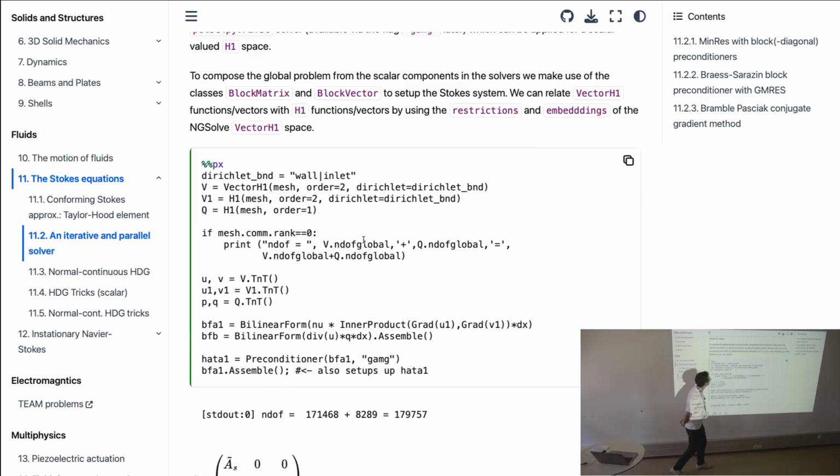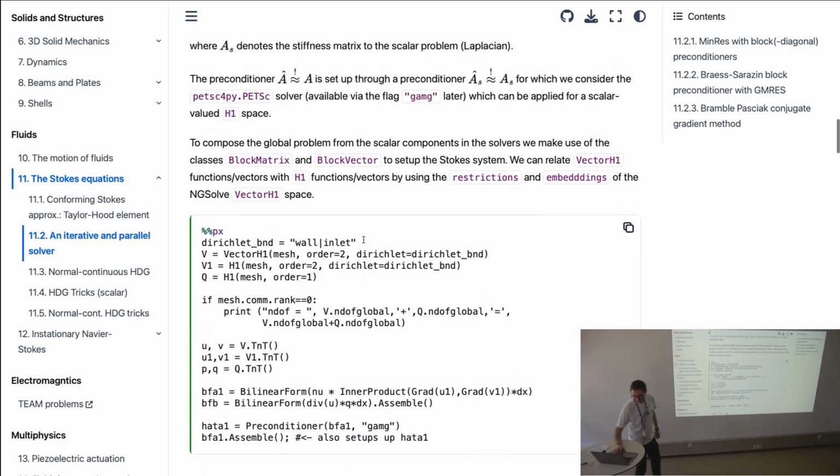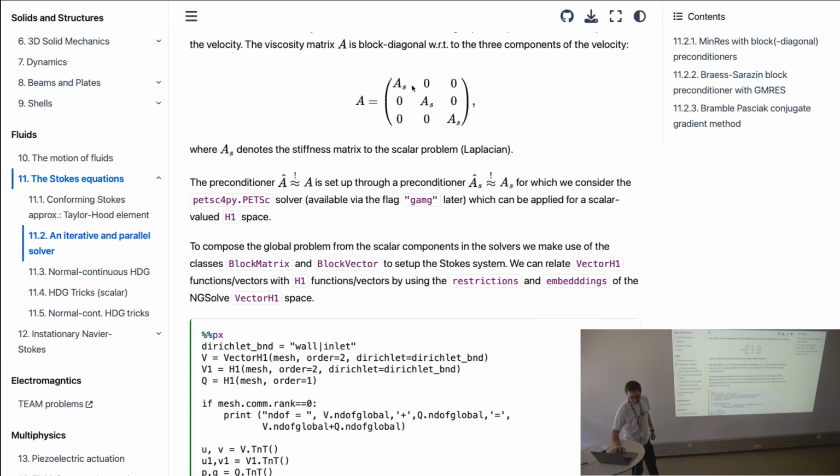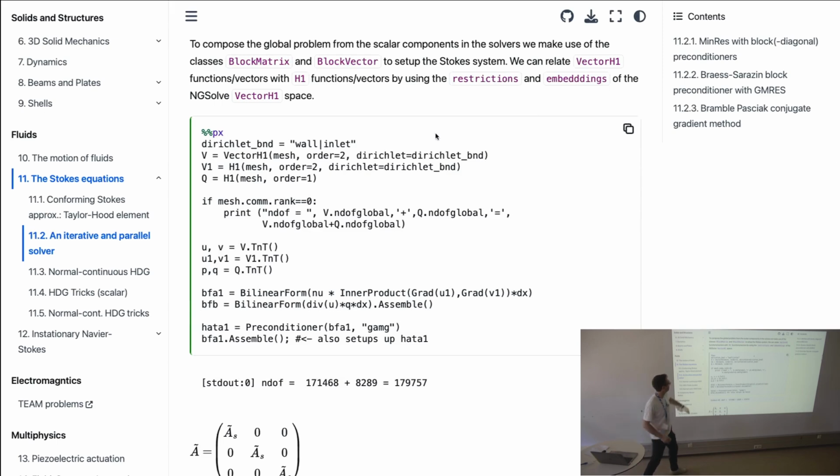Okay. All right. The question is now, how can we actually set up this system that has somehow these block diagonal blocks? And for this, we will use the vector H1 space that you have already seen before. This is the vector H1 space for the Taylor-Hood approximation. You see here order 2, order 1 in this case, so again the polynomial order is correct here. And we also set up an H1 space for the scalar variables. So you see now here we have a vector H1, which has 3 components, and here we have the scalar component.